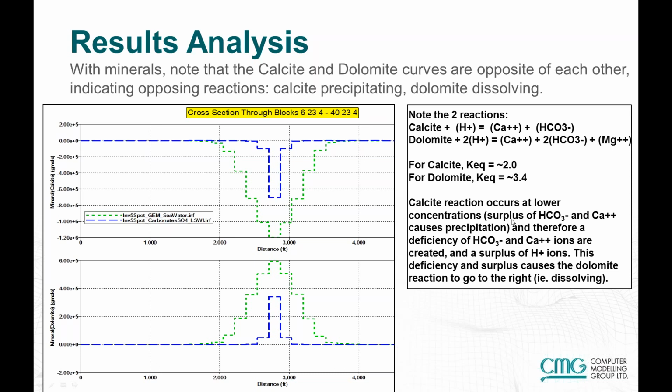So the surplus of HCO3 and Ca causes precipitation. And therefore, a deficiency of HCO3 and calcium ions are created and a surplus of H. This deficiency and surplus causes the dolomite reaction to go to the right and causes it to dissolve.